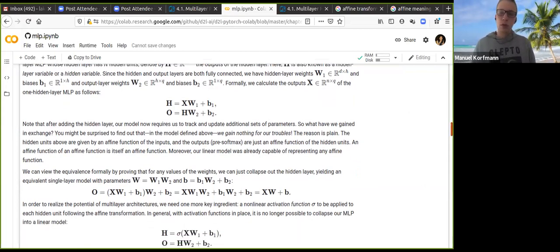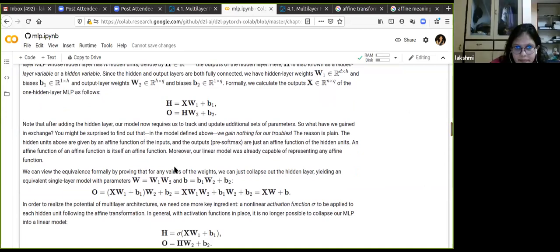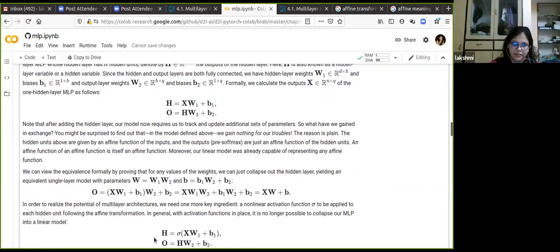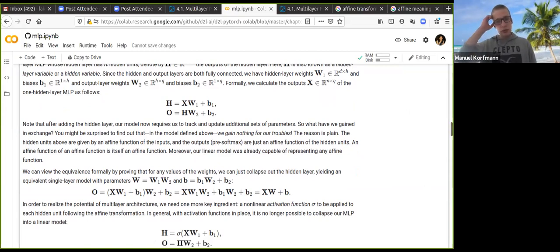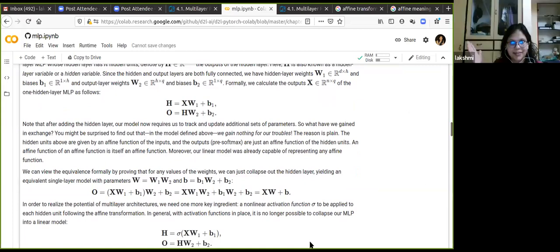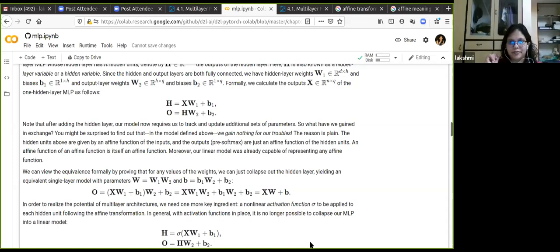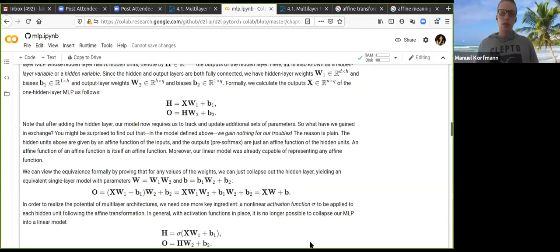Moreover, our linear model was already capable of representing any affine function. So the multi-layer network we have now is the same as the linear, one layer one. Yes. Okay. So there's not any benefit at all, as of now.